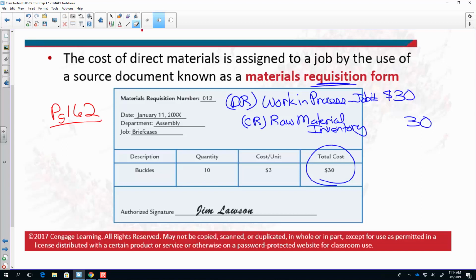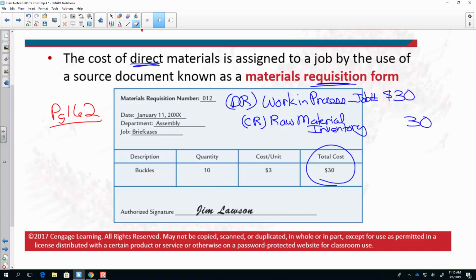Okay. Now I have direct materials, and then I also have indirect materials. Which entry is this? Which one is it for? Is this a direct material or an indirect? Correct. Direct. Why is it direct? Because the title says so. Where does it say that? The cost of direct materials.